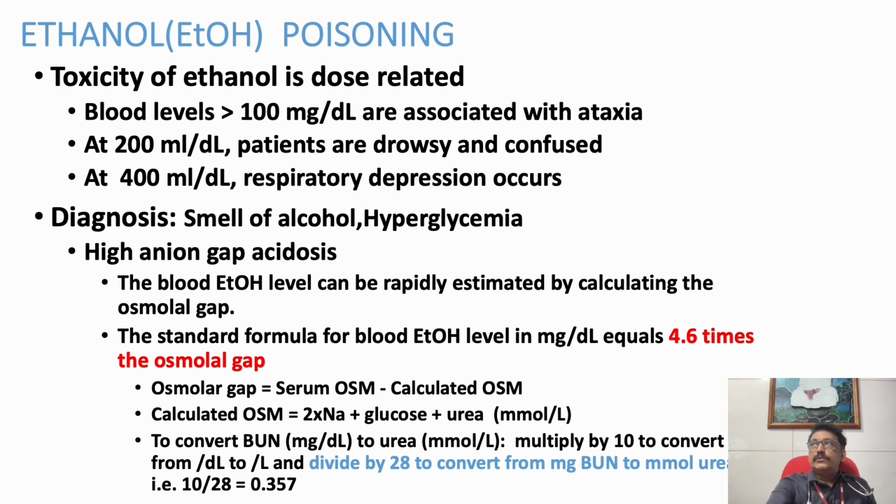Whenever we have a patient who has a smell of alcohol, we always take an ABG. We'll see acidosis, it will be a high anion gap acidosis. Then we always send a sample to the toxicology lab to analyze what type of alcohol he has taken.